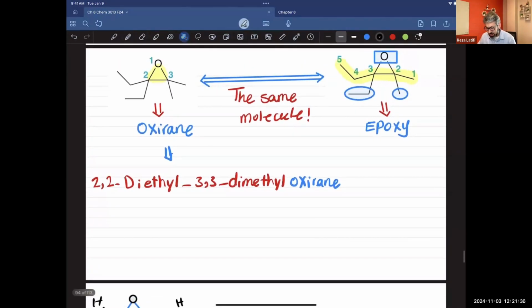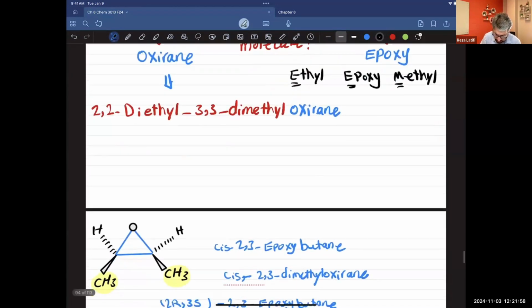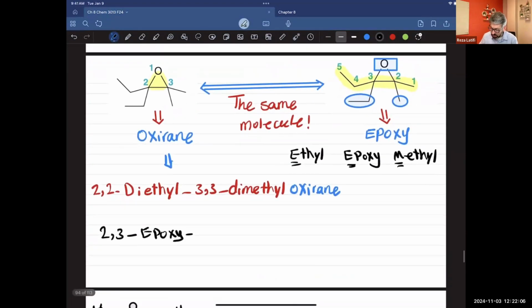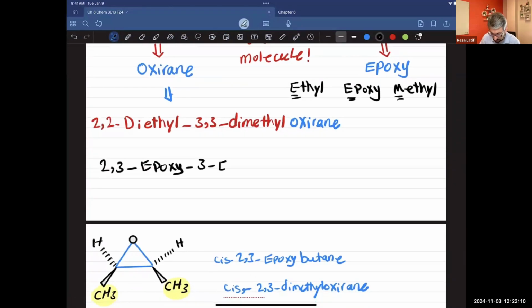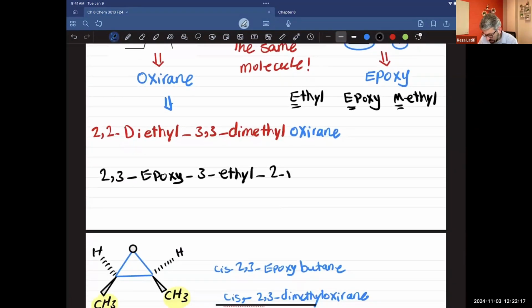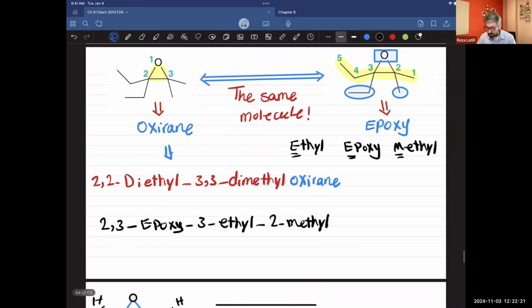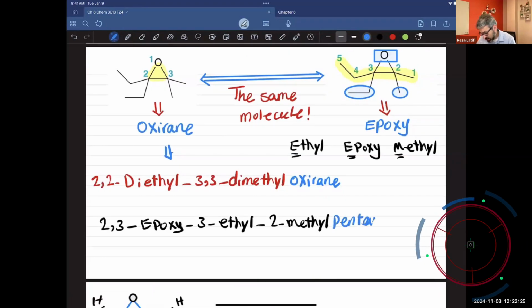So we have ethyl, epoxy, and methyl. Let's write them: ethyl, and then epoxy, and then methyl. So we should go with epoxy instead of ethyl. So on 2 and 3, I have epoxy, and then I have ethyl on the third carbon, and on the second carbon I have methyl, and we have 5 carbons. So this one will be pentane, and that's going to be the correct name for it.